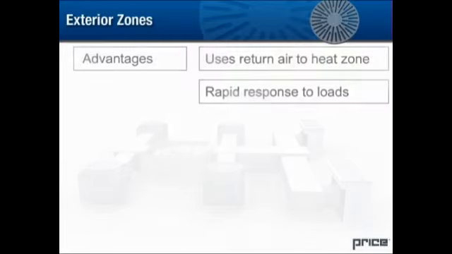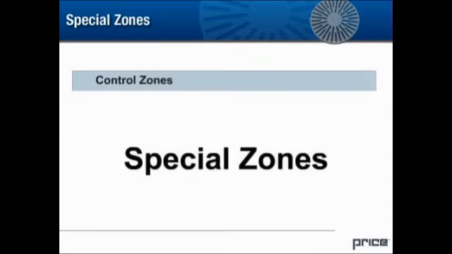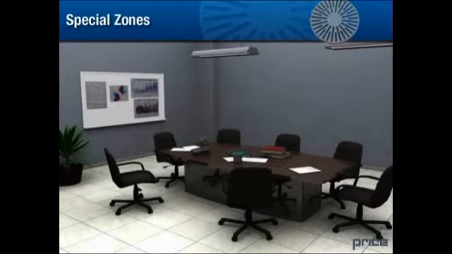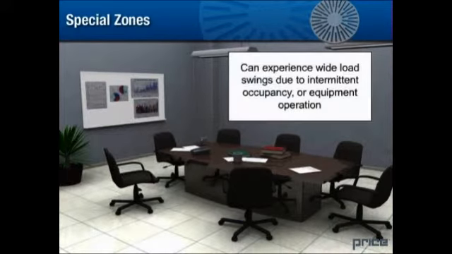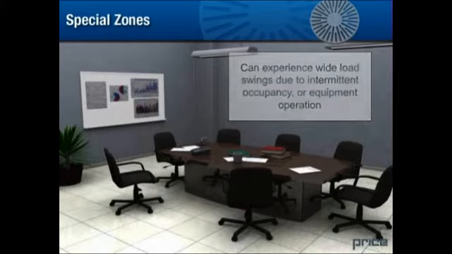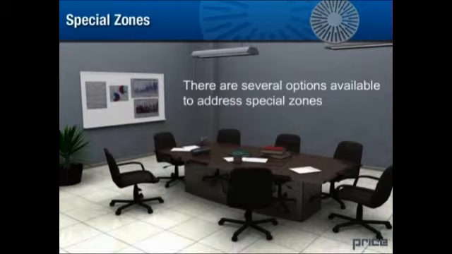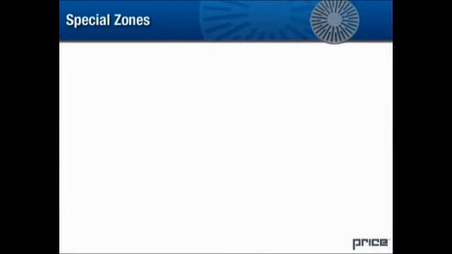to fluctuations in loads. Special zones, such as conference rooms, meeting rooms, and interior offices, can experience wide load swings due to intermittent occupancy or equipment operation. The air distribution system must be able to satisfy these load swings while maintaining comfort levels in all areas. There are several options available to address special zones.